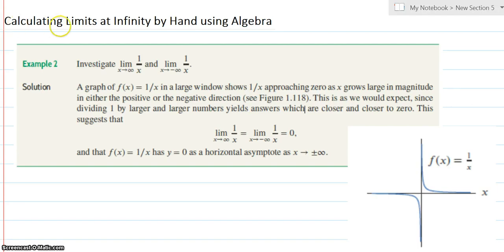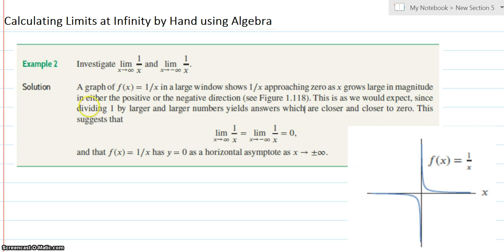In this video, we're going to calculate limits at infinity by hand using algebra. In the last section, we looked at how to calculate limits at infinity by using technology, our calculator, from a graph or a table. This is an example, actually, from the last section. And you can see the answer to both of these is 0, which I'll explain in a minute. But we're going to use this fact to learn how to calculate harder limits by hand.